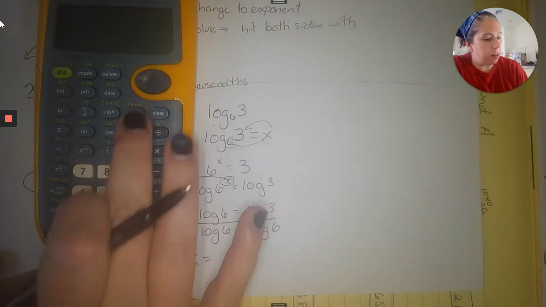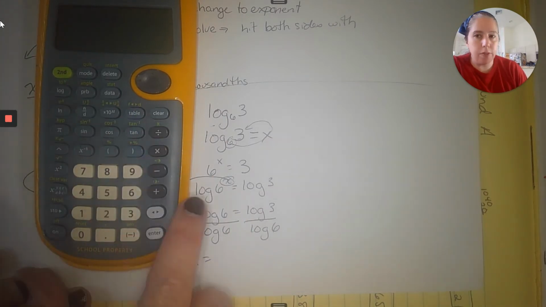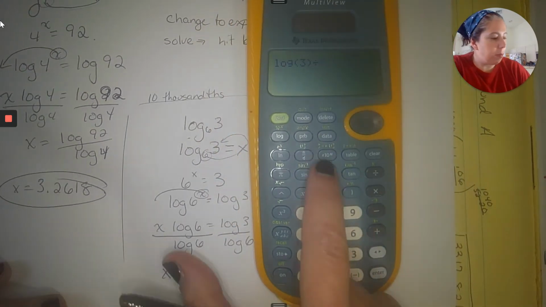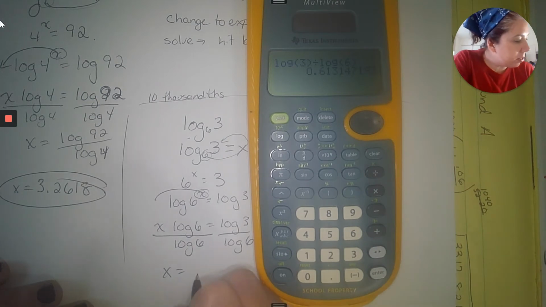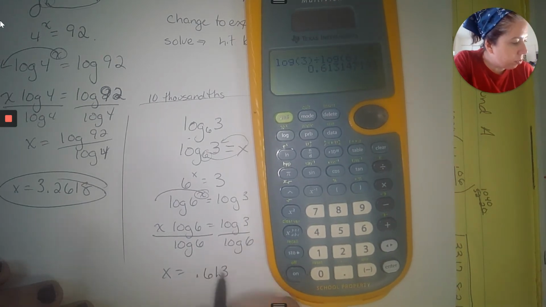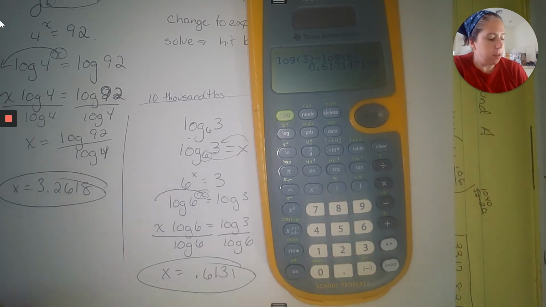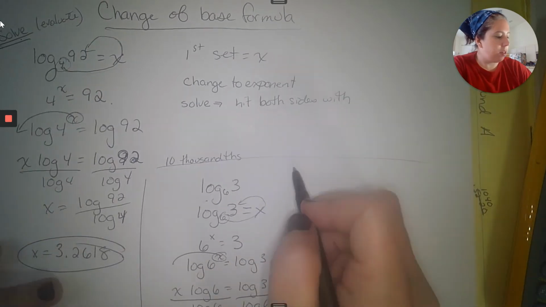Let's grab our calculator. So we're going to go log 3, close the parentheses, divided by log 6. So x equals 0.613, and then behind the 1 is a 4, so that 1 is going to stay. Got it? All right. Let's try another one real quick.